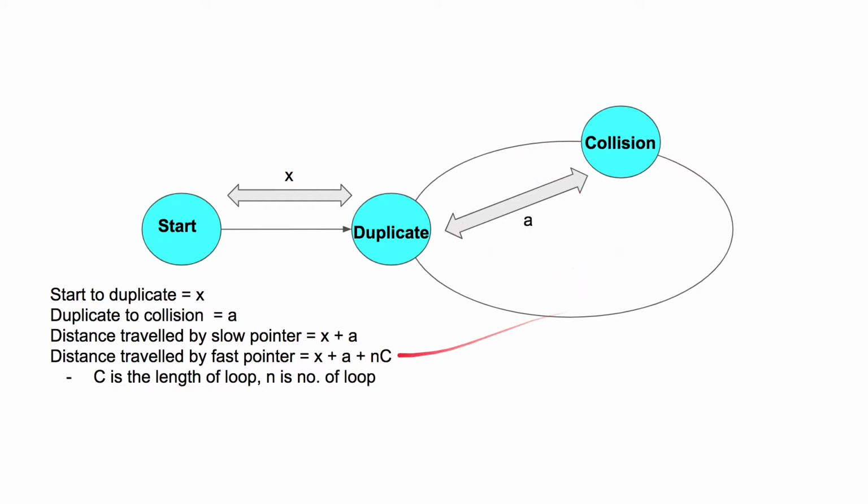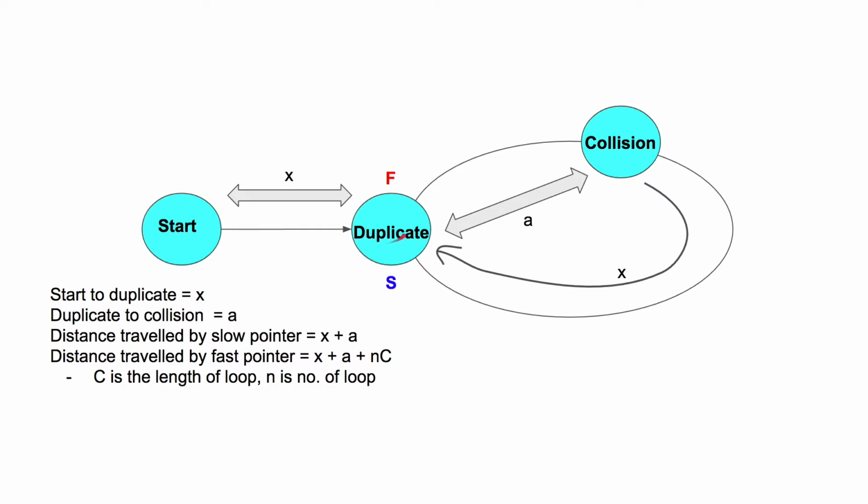Then after the collision point, what we did, we simply moved one of the pointers to the start point, and then we move both the pointers with only one step. And then we are saying that when these two pointers will collide for the second time, it will be at this point, and that is what we are trying to prove. So as we have already assumed that the distance between start and duplicate is x, that means both of these pointers will traverse x distance to meet at this point, right? Which we are claiming is a duplicate element.